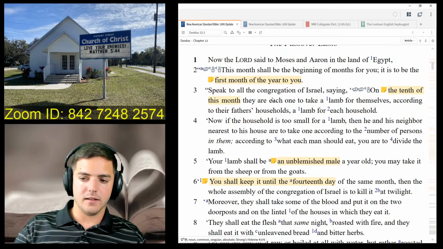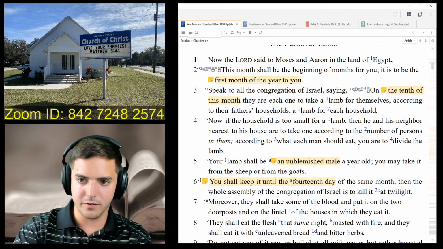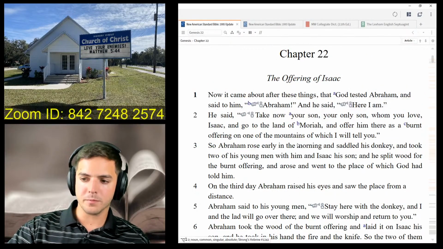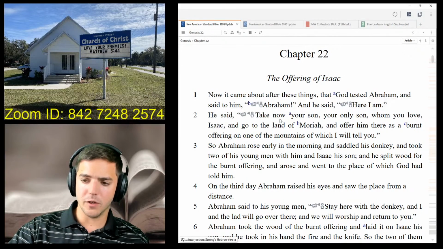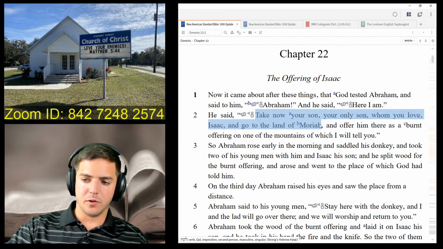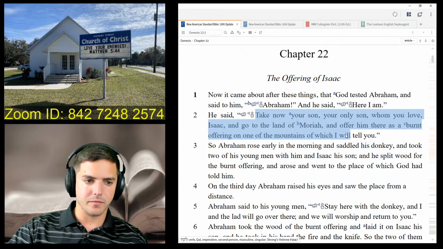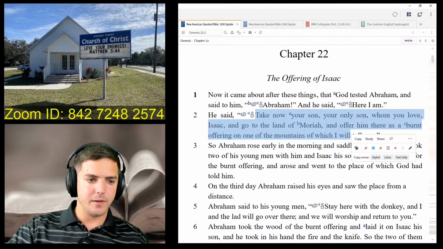Oh, okay, yeah. And if you recall, all the way back in the book of Genesis, chapter 22, God told Abraham in verse 2 to take his son, his only son, whom he loved, and go into the land of Moriah and offer him there as a burnt offering on one of the mountains which I'll tell you. And then do you remember what happened?